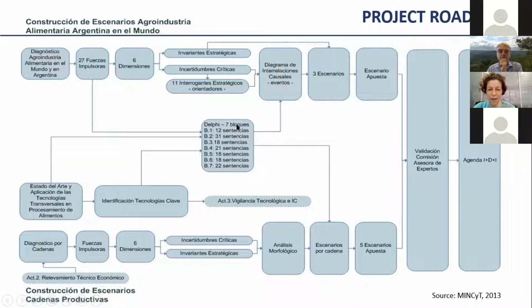Delphi's seven blocks, B1, B2. So you can see there are almost 12, 31, 18, 21, a lot of questions. One thing we learned: do not put a lot of questions, because it is always hard to explain, develop, or cross them. And after that, the scenarios we picked, always with the expert commission, and after that, the roadmap in investigation and development.